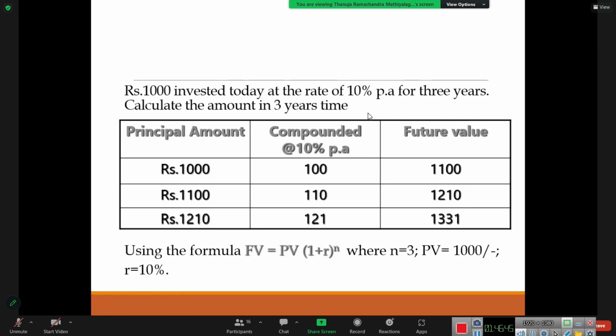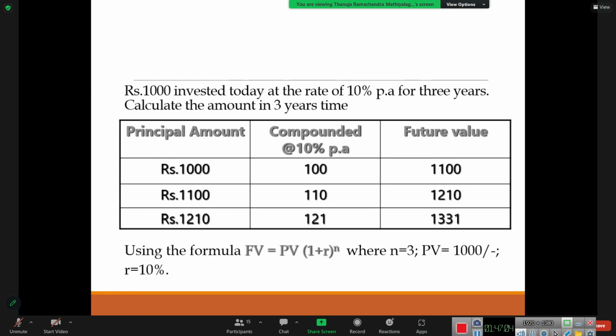Isn't it? If it is not compound interest, how much will this be? Every year it's 100, 100. So for 3 years, it's 1,300, isn't it? And here it is 1,331.